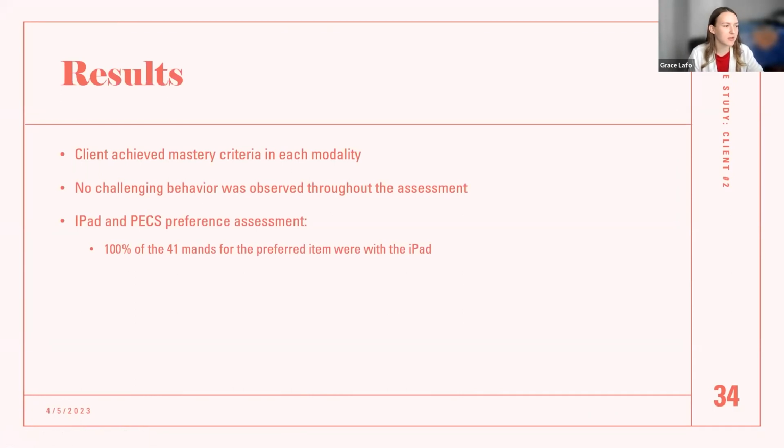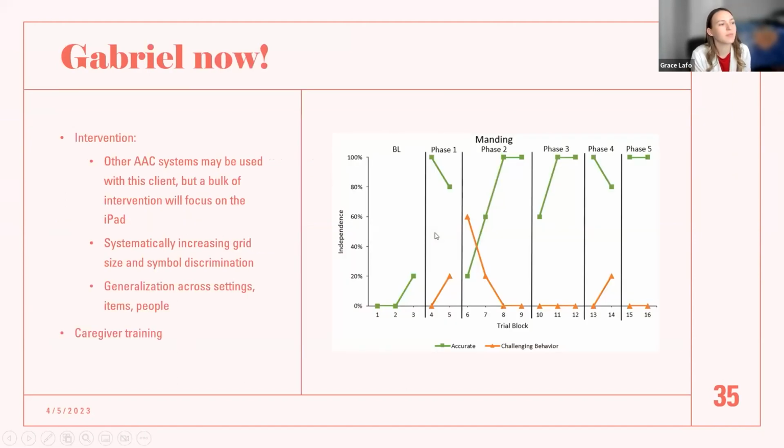So just to summarize a little bit, he achieved mastery criteria in each modality. We did not observe any challenging behavior. And then we were able to rule out one of the modalities because of parent preference. And then we used client preference between iPad and PECs, in which 100% of the 41 MANs for the preferred item were with iPad. So we had a clear path to move forward with. Next slide.